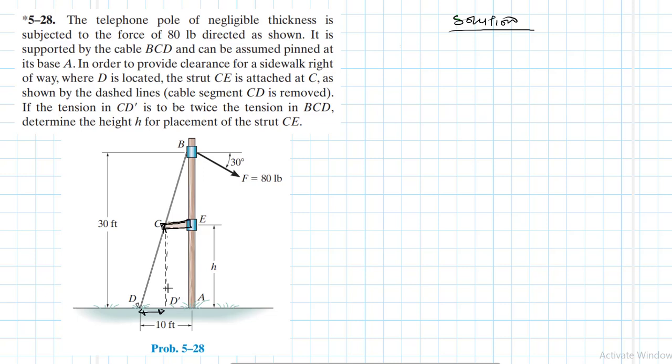We've been told that if they did so, we are assuming that the tension in CD prime is going to be twice the tension in BCD. So if the tension in BCD is T, the tension there is going to be 2T. This is what we are being told. So now the question is to find the height H, so that we know exactly where the strut CE is going to be placed.